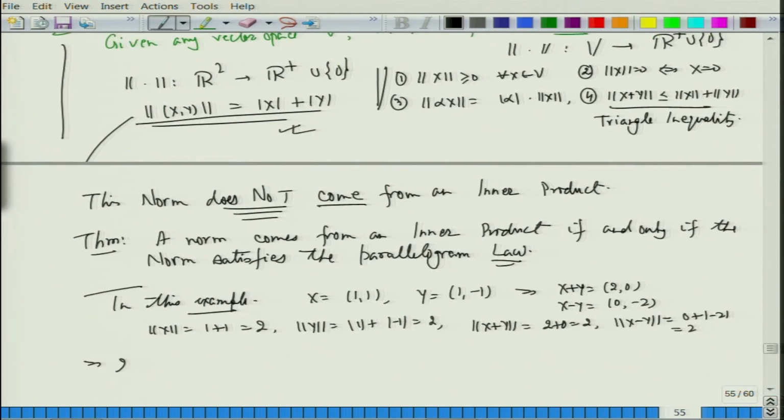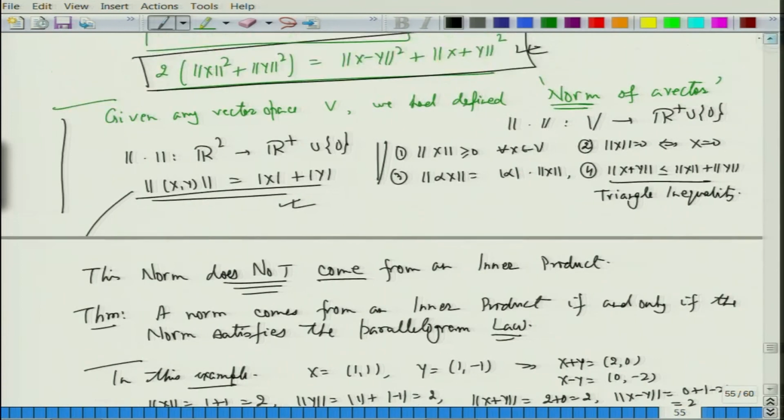Therefore, 2 times (norm of x squared plus norm of y squared) is 2 times (4 plus 4), which is 16. This is not equal to norm of x plus y whole squared plus norm of x minus y squared, because that is 4 plus 4, which is 8. So we have got a norm here which does not come from an inner product.